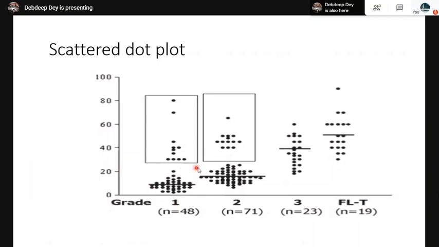So this is a scatter dot plot in which, as you can see, all the grade 1 follicular lymphomas are clustered with a Ki67 between 0 to 20%, grade 2 between 10 to 30%, and grade 3 is more varied, between 15 to 60%, and this is the follicular lymphoma in transformation. However, there are some outliers, as you can see here. These are the outliers which, despite being low grade based on the number of centrocyte and centroblast count, are clearly having a high Ki67.